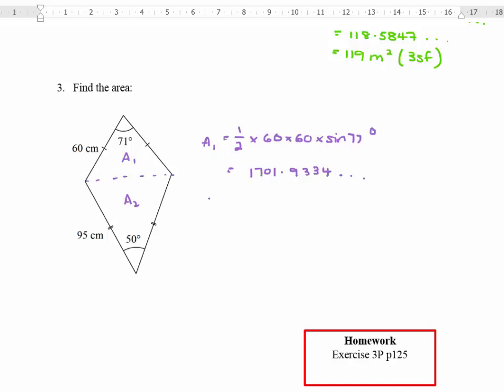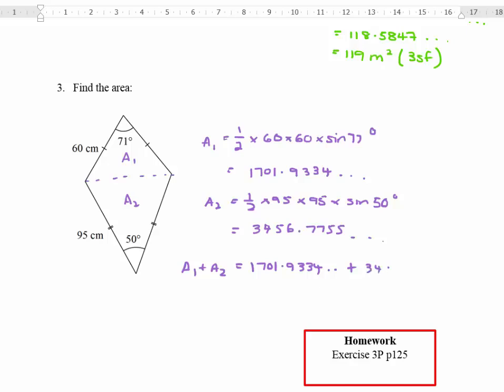And if I work out now area 2, it's a half times 95, and the other side is exactly the same, 95. And now we've got sine of 50 degrees. So that is 3,456.7755 and some numbers. So area 1 plus area 2 is me adding both of the areas together and keeping all the numbers in your calculator. You get 5158.708 and some numbers.